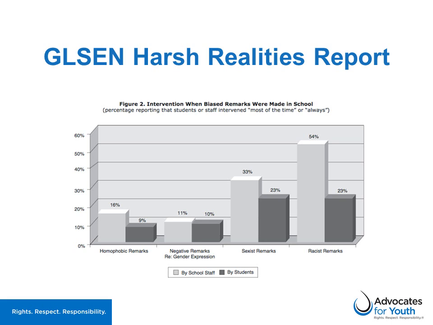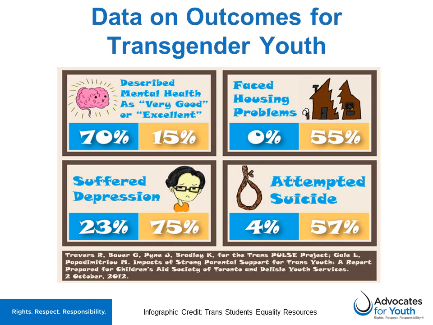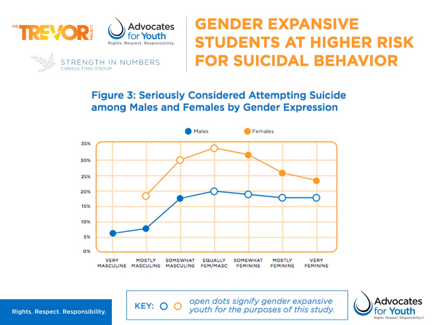One other set of data back in 2012 looking at transgender youth with supportive versus unsupportive parents found that those with unsupportive parents face much more challenges around mental health, housing, related to depression, and even suicide ideation and attempts. Lastly, just to focus in on gender expansive youth, if you look right at the middle column there, where young people who identify equally as feminine and masculine, you'll see that they have the highest rates of those students attempting suicide based on their gender expression and their gender identity.